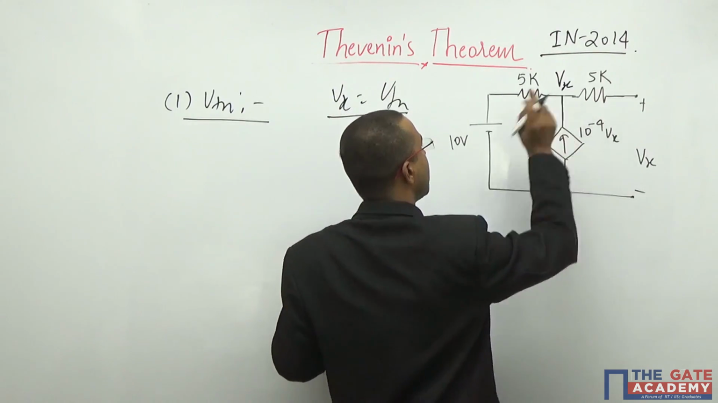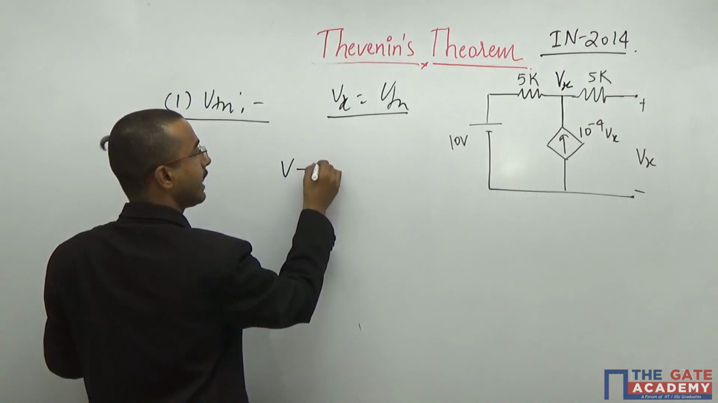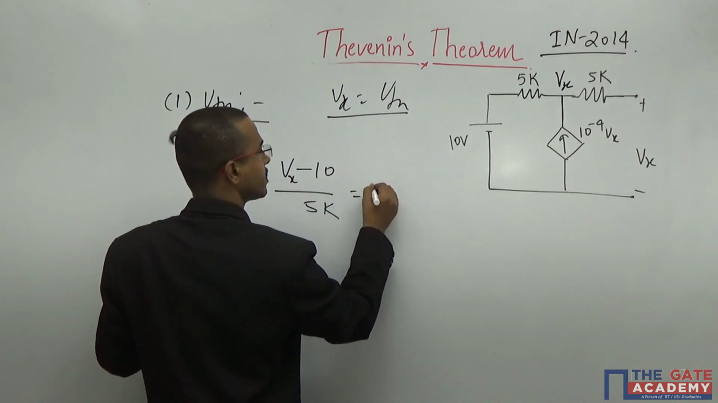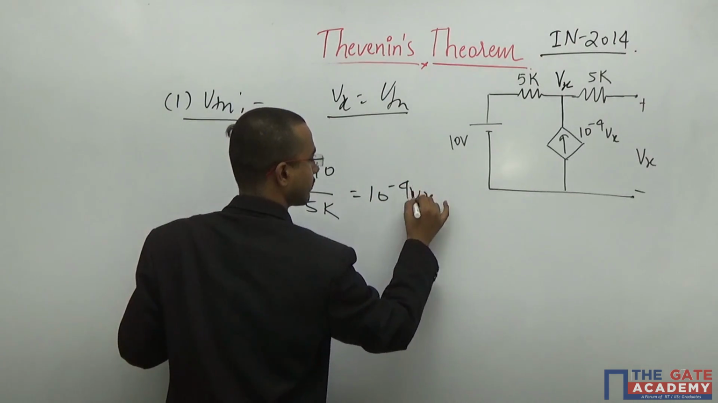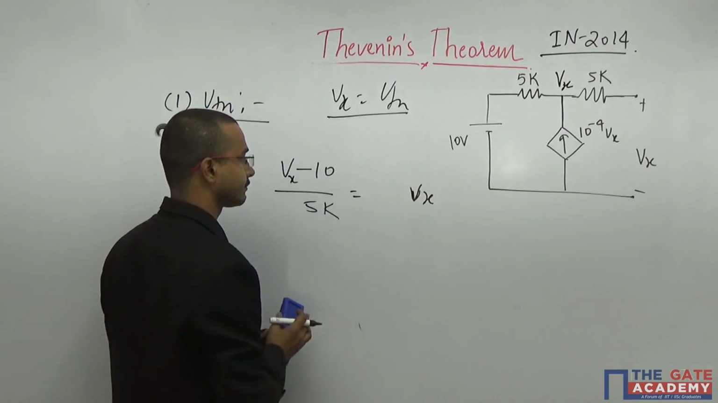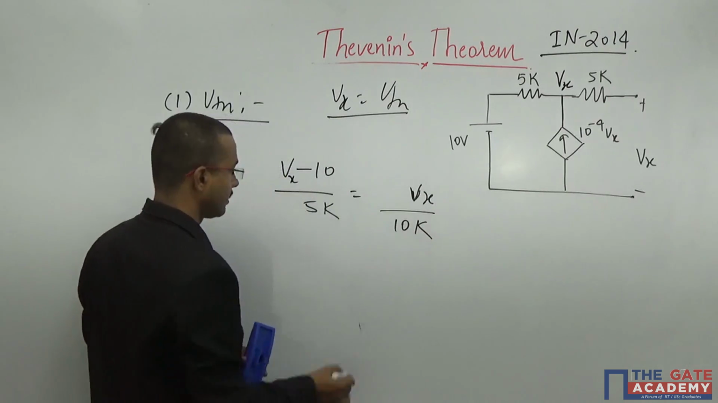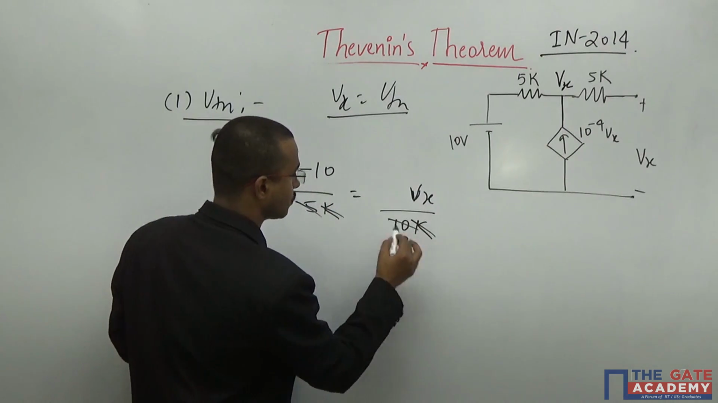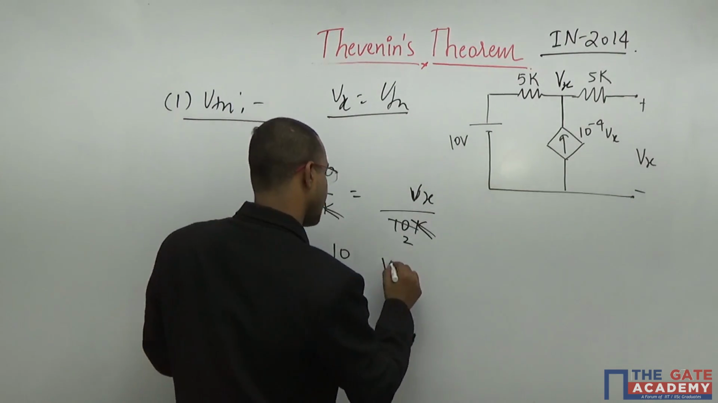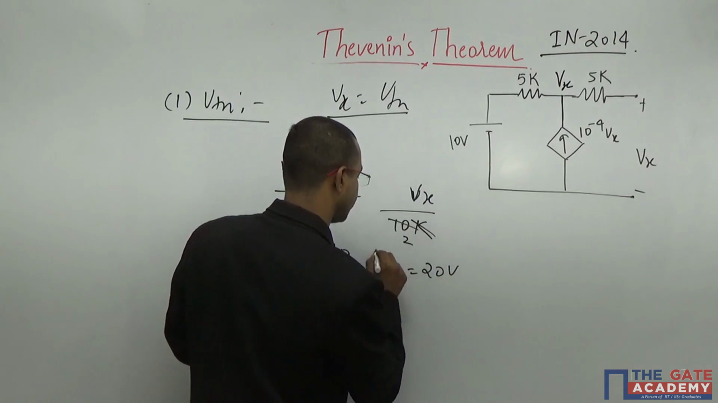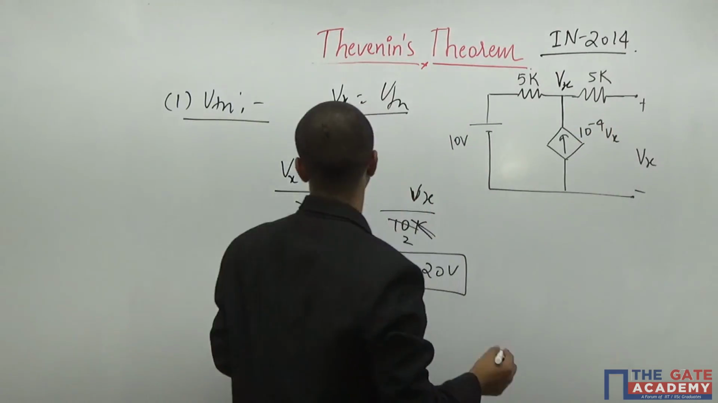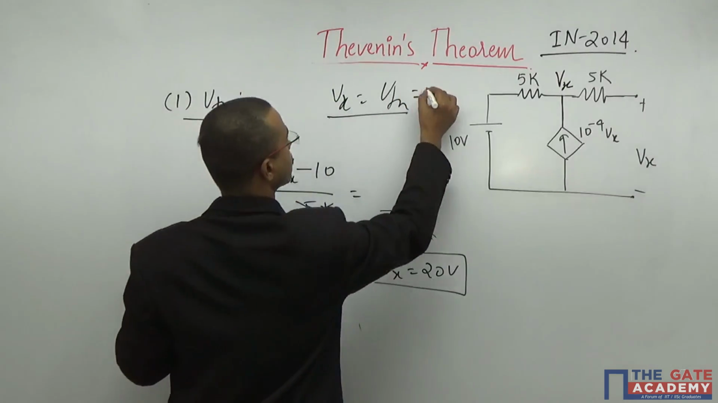Just you have one node, apply the nodal. Vx minus 10 divided by 5k, and it is incoming, which is 10 raised to minus 4 Vx. 10 raised to minus 4 Vx means it is basically Vx by 10k. Just kilo and kilo will cancel out, and here Vx by 2 will be 10, and Vx is equal to 20 volt. That means the open circuited voltage across this is 20. That means the VTH is equal to 20 volt.